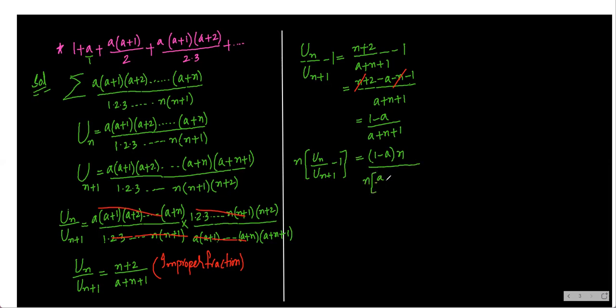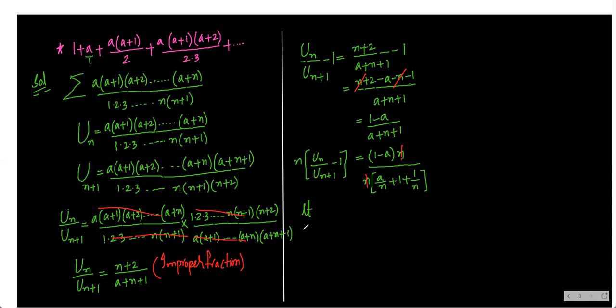So it is a by n left off. n common means here 1 left off. Here dividing with n, we are taking n common, means 1 by n left off 1 here, by n. Now this n cancelling with this n. Now taking limit n tends to infinity.